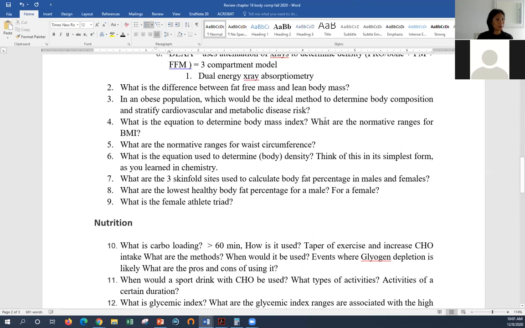Let's jump down here. So I think there's a question here. Yeah, so this is: what are the normative ranges for waist circumference? For males, it's anything greater than 102 centimeters. For females, it's anything greater than 88 centimeters.